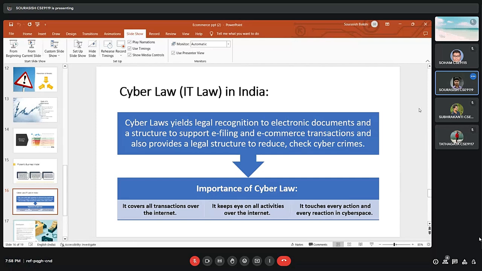So every e-commerce website must follow the cyber laws. These cyber laws cover all the transactions that happen over the internet. It keeps eyes on all the activities over the internet, and it touches on every action and every reaction in cyberspace. So now we will be discussing Amazon's strategy and Flipkart's business model, which will be discussed by Tathagata here.